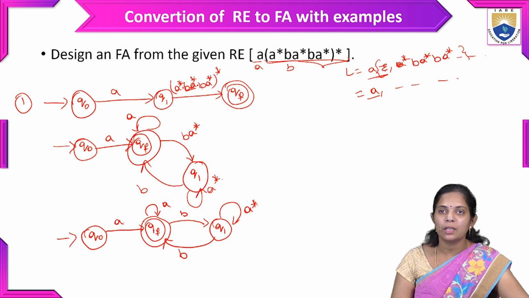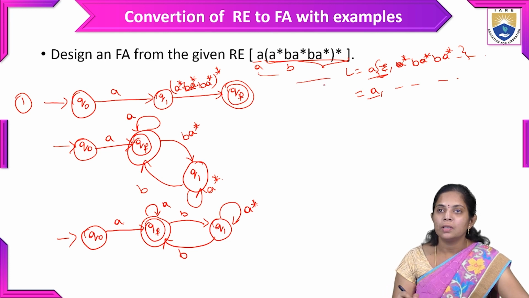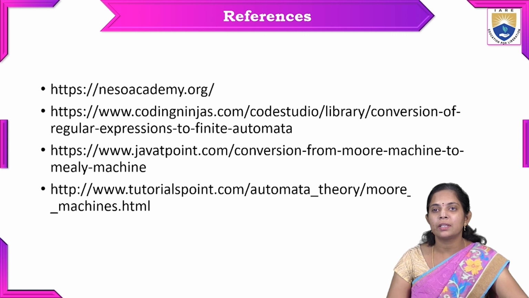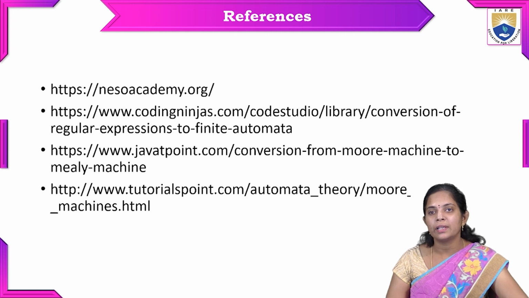So the finite automata which is having the input symbols A comma B. And these are the examples where we have taken, and that's all about the construction of finite automata from regular expressions.